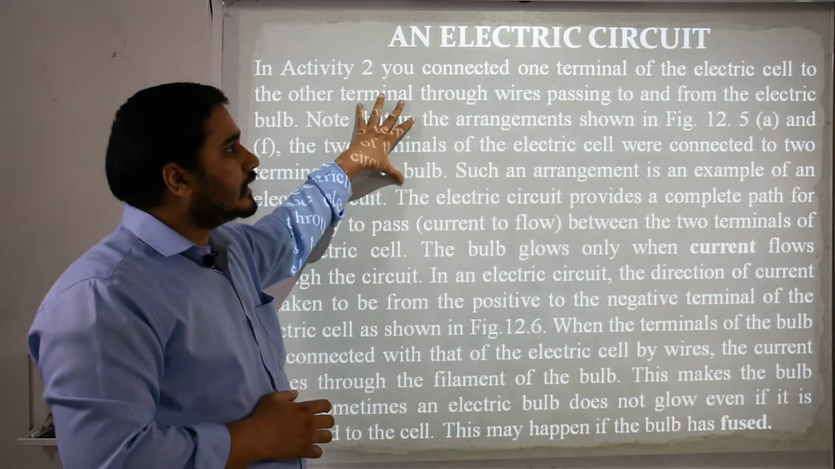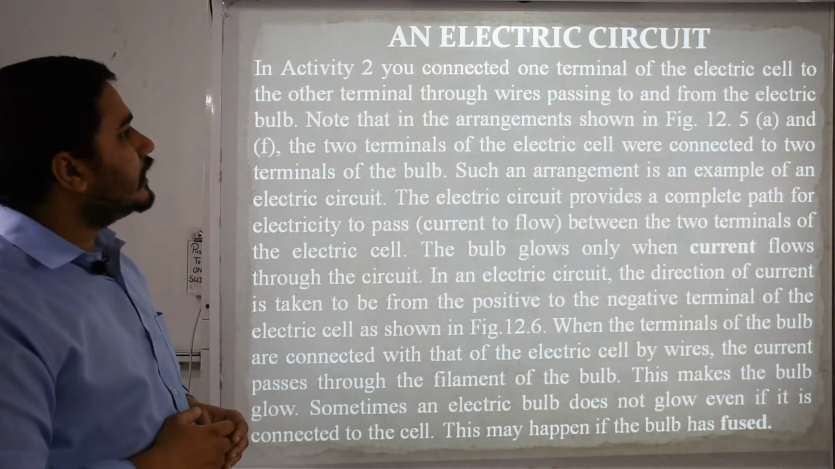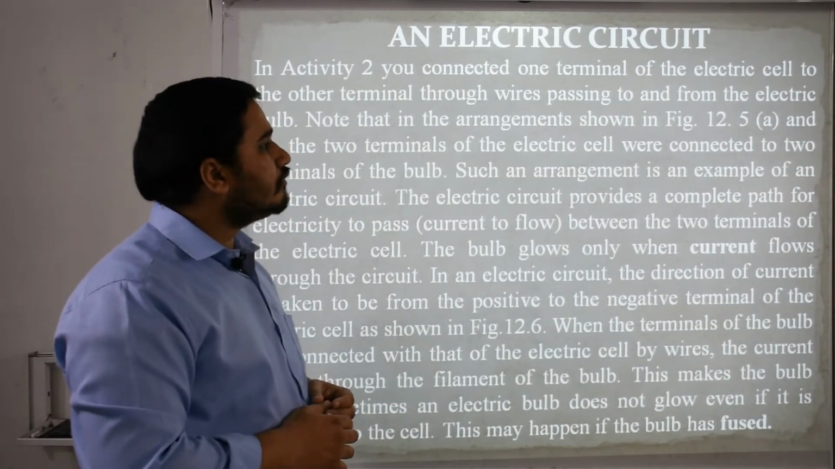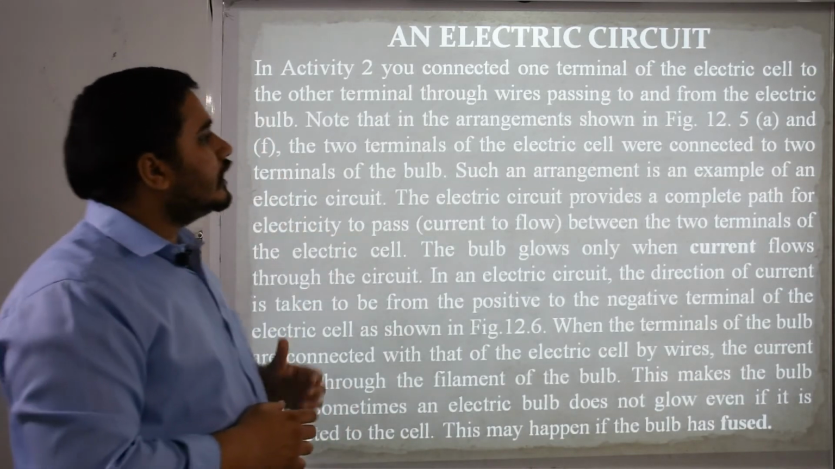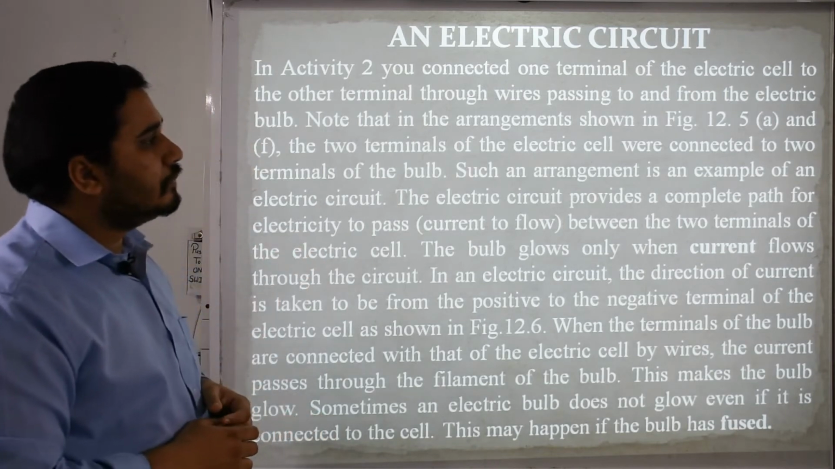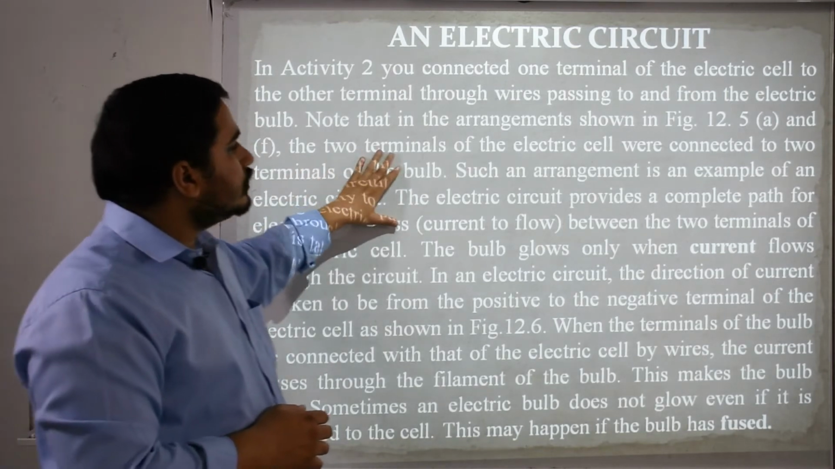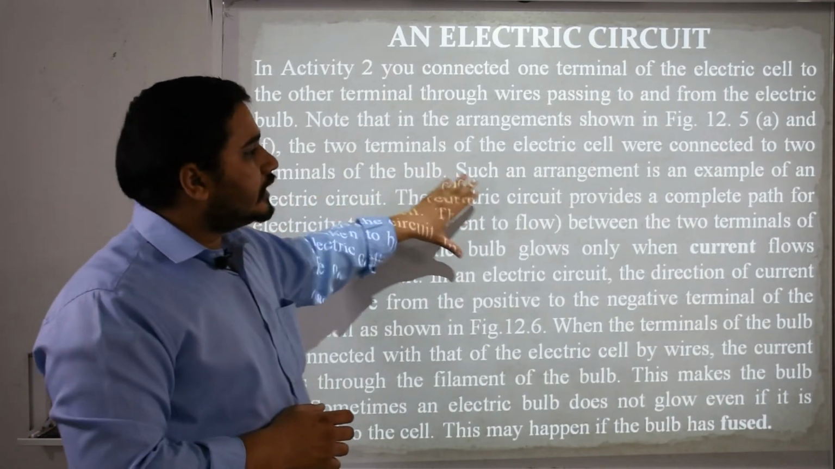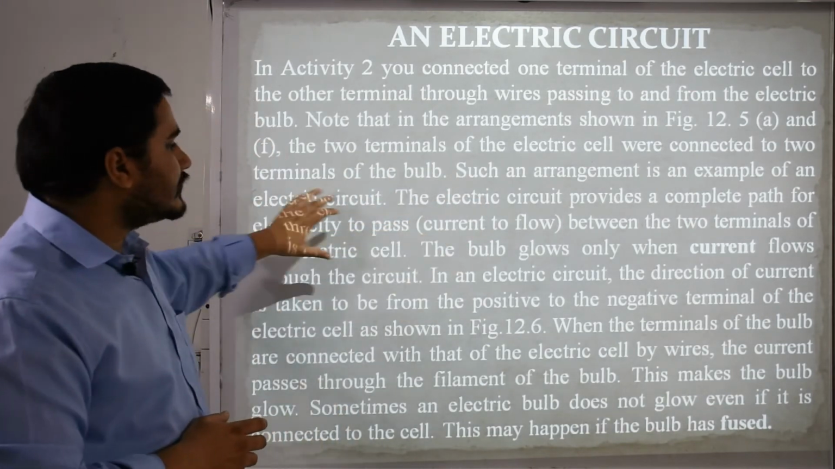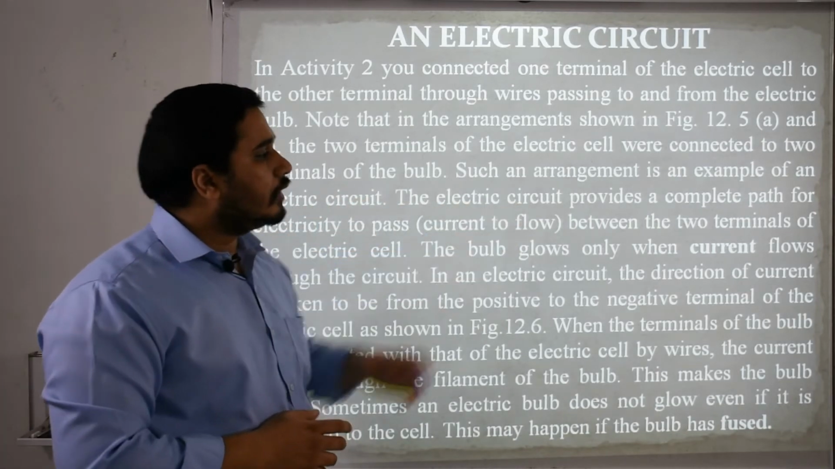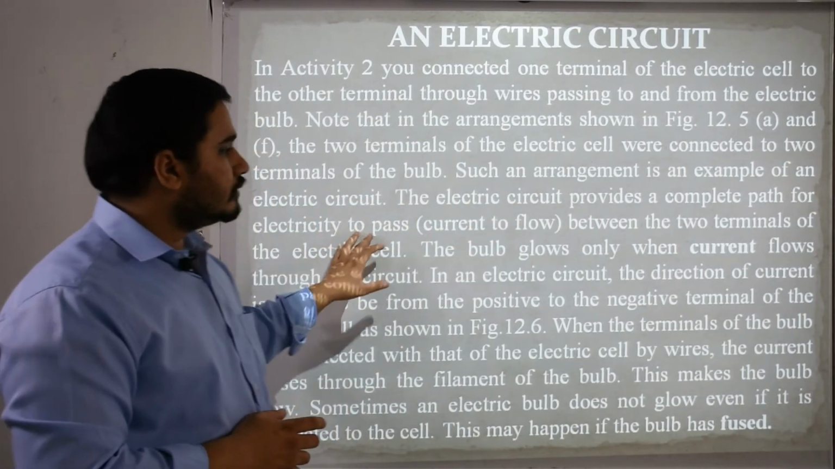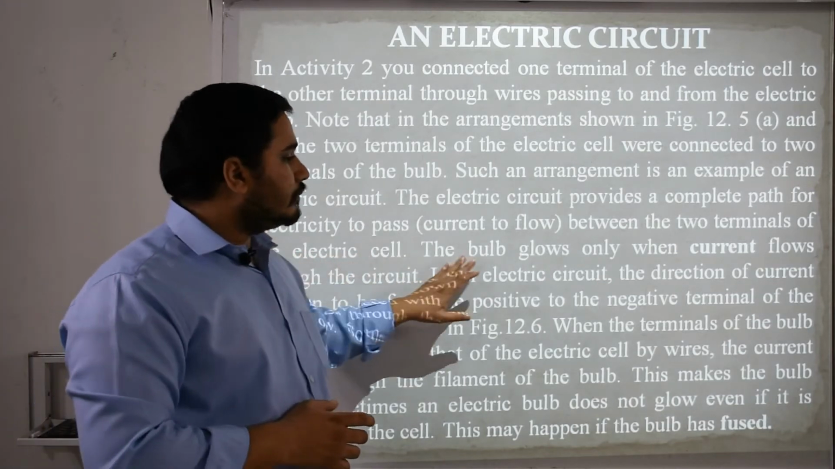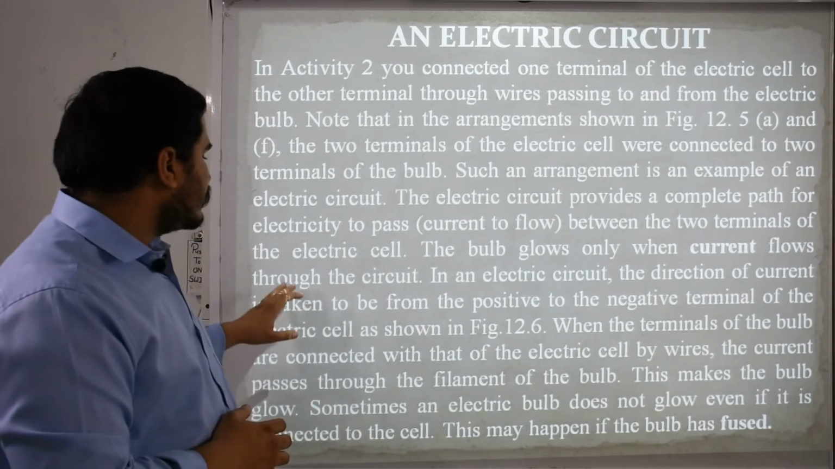Now, what is an electric circuit? You connected one terminal of the electric cell to the other terminal through wires passing to and from the electrical bulb. Note that in the arrangement in the previous picture, the two terminals of the electrical cell were connected to the two terminals of the bulb. Such an arrangement is an example of an electric circuit. The circuit provides a complete path for electricity to pass between the two terminals, that is, the flow of current from the electrical cell. The bulb glows only when current flows through the circuit.